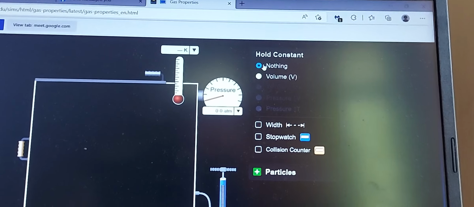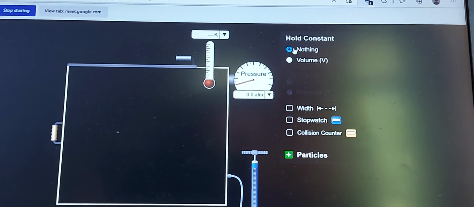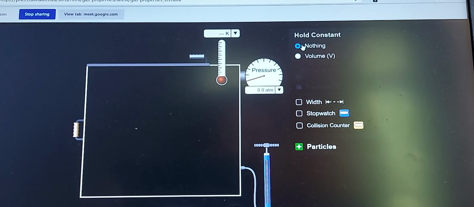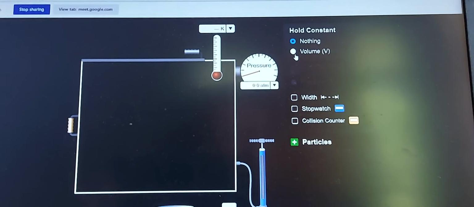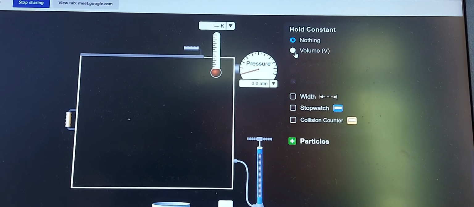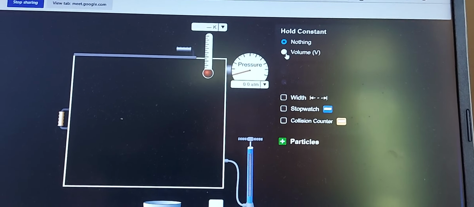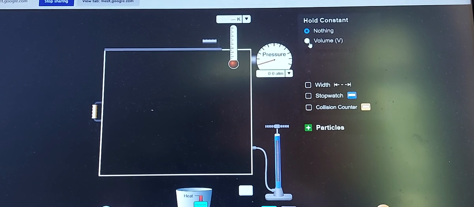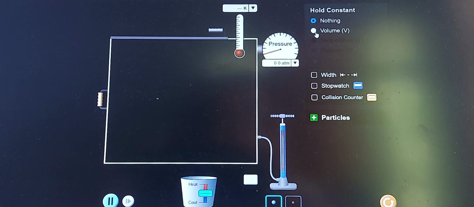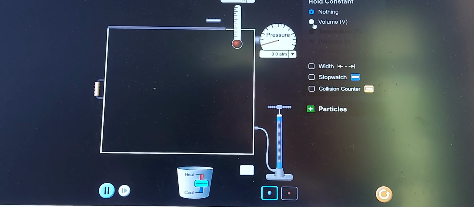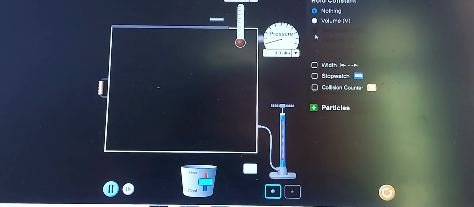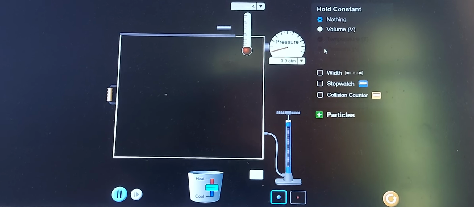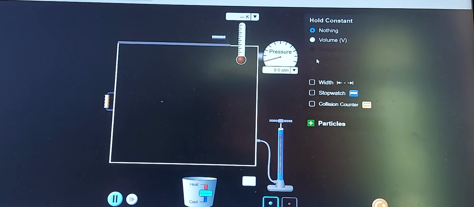So all the properties that we've discussed, the pressure, the temperature, and volume will play together in the simulation. But once you click, let's say, the volume, you are making the system an isochoric or isovolumetric system, which we defined a while back as a process where volume is kept constant. If you choose temperature, then it's an isothermal system. If pressure, then it's an isobaric system.